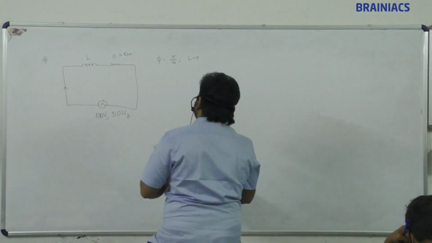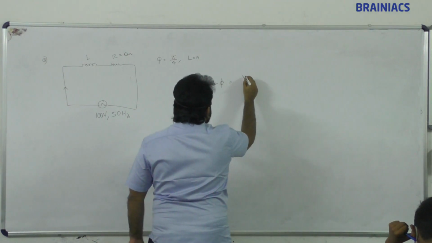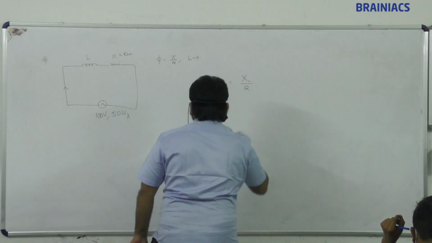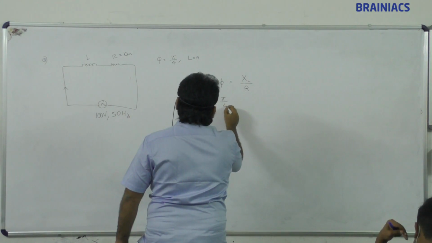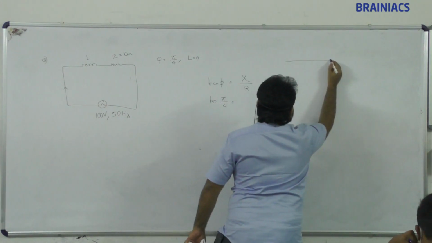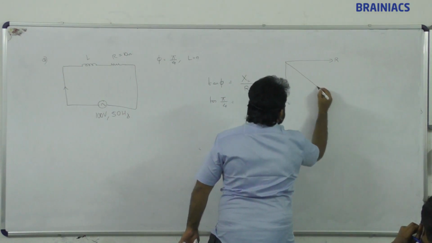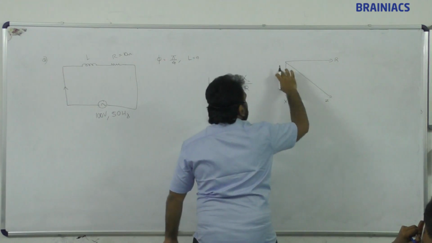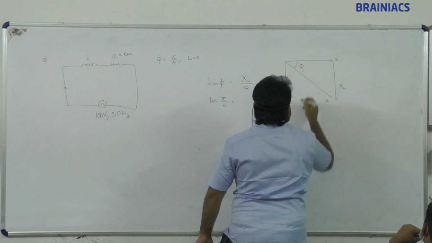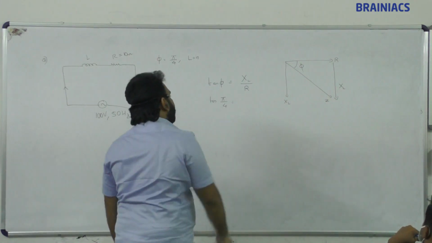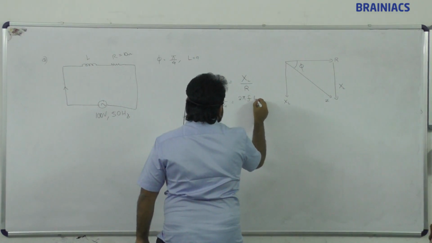Okay, so here tan phi is equal to what? XL divided by R. If this is R, this is XL, and if this angle is phi, that is why tan phi is equal to XL by R. So tan π/4 equals 2 pi f into L divided by R.